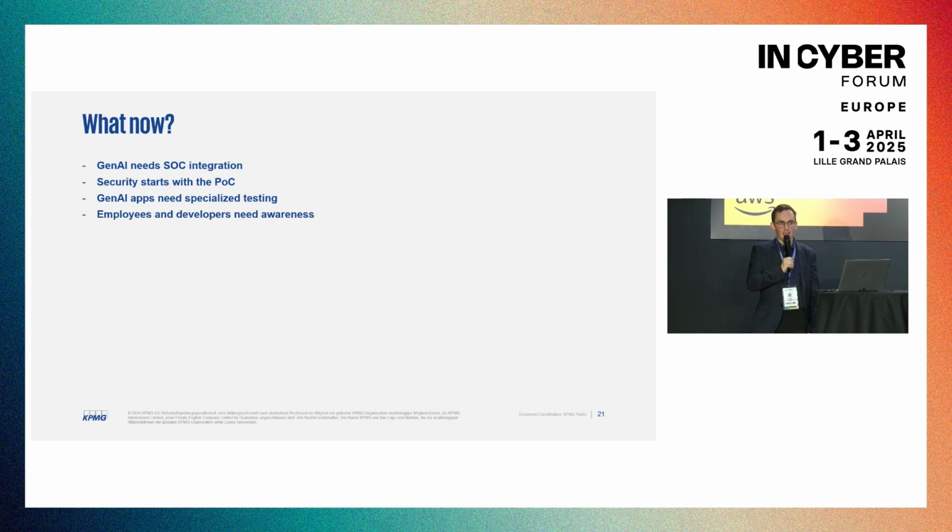Gen AI applications need specialized testing for these kinds of vulnerabilities, and they need it from humans. It is nice to have automated testing, it is important, but it is not sufficient. And employees and developers need to have awareness about these new vulnerabilities, because it is becoming more and more democratized and easy to build these applications, to interact with these applications, and really all of the people need to know what can go wrong, and they need to make their part in keeping up the security of the organization.